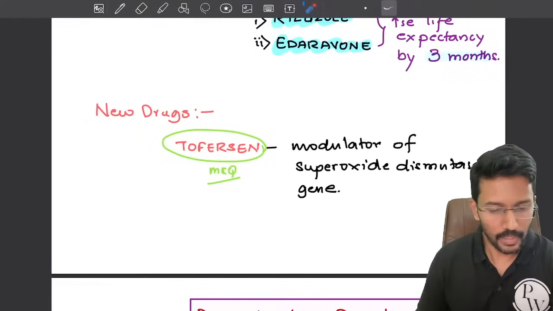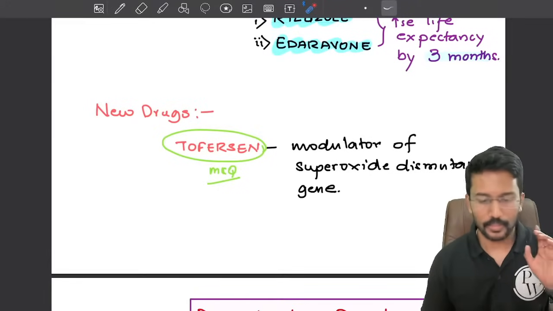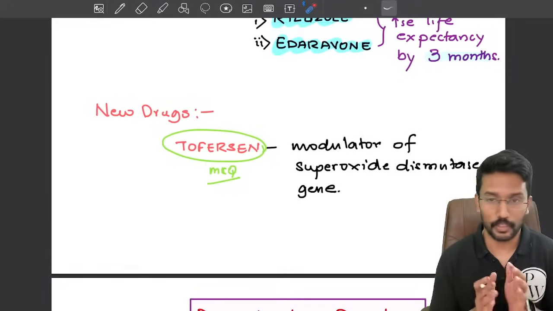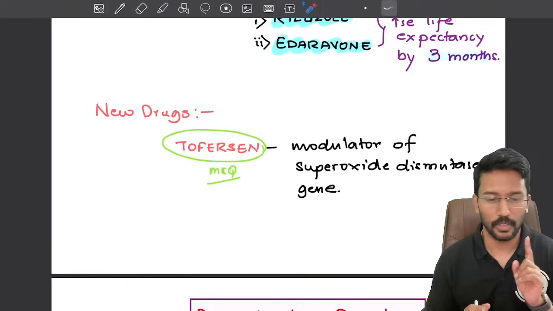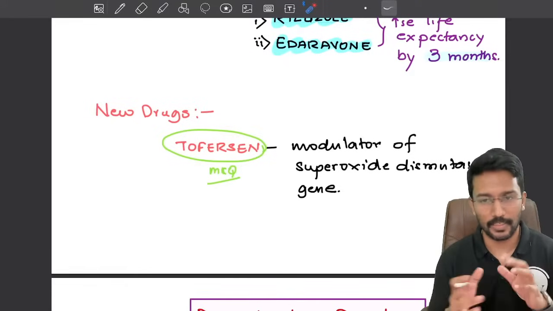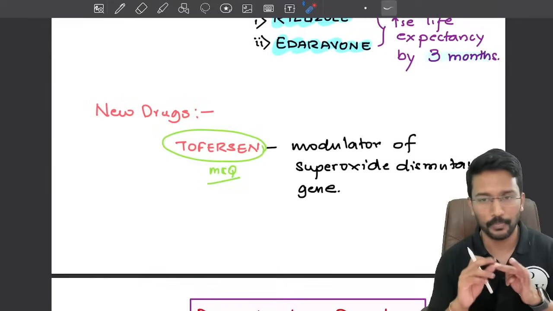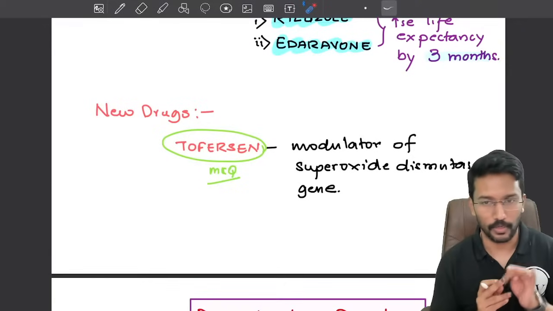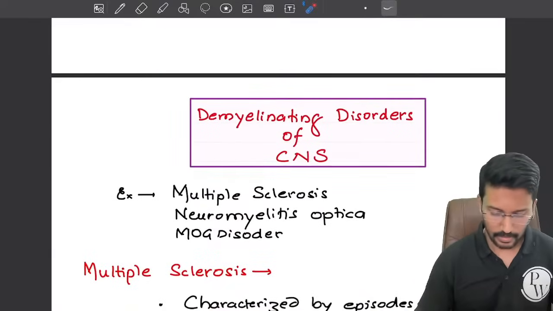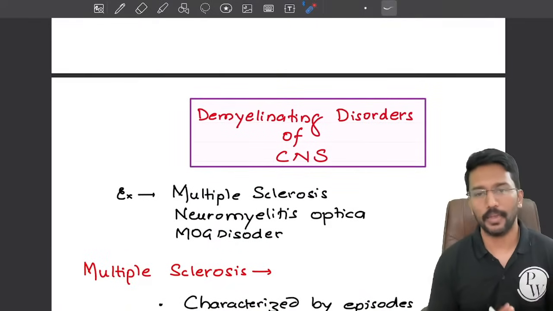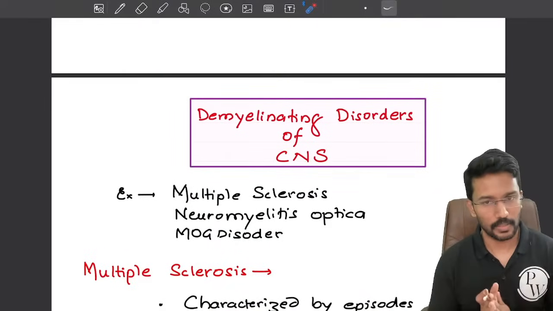Okay, now the last topic that I'm going to address in case of the neuro is going to be your demyelinating disorders of the CNS. Extremely important. Mostly you can anticipate questions asking you to differentiate between multiple sclerosis, neuromyelitis optica, and myelin oligodendrocyte glycoprotein disorders, right? These three are examples where there is demyelination of the central nervous system.